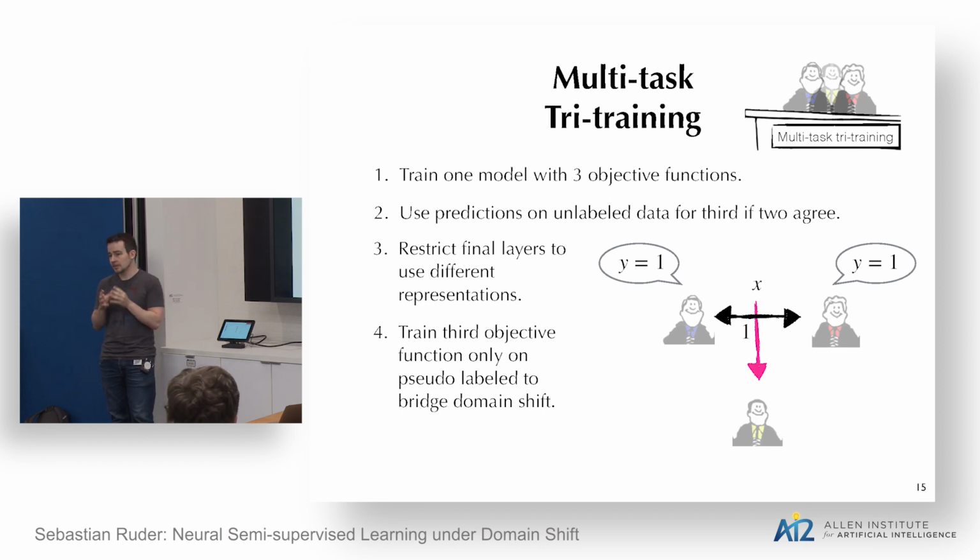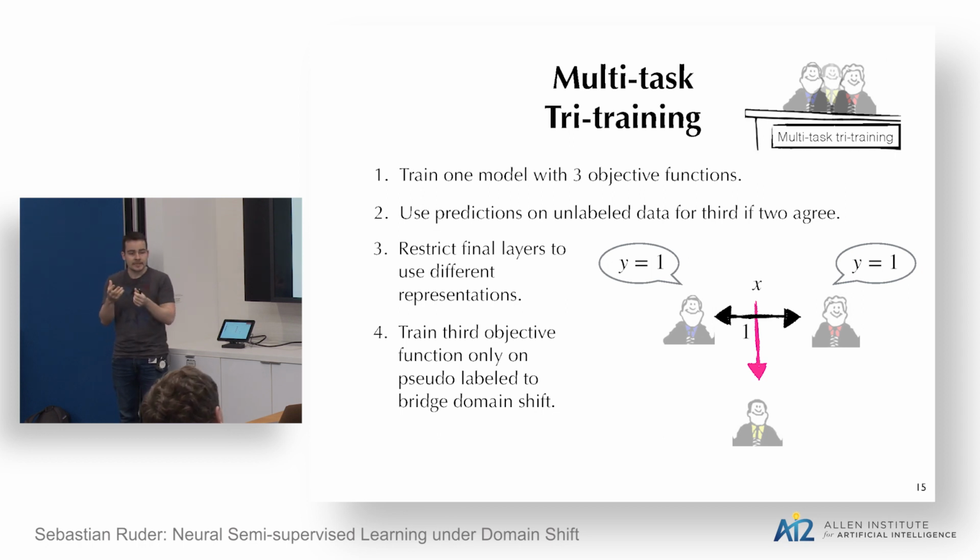Now, to mitigate the main deficiency of tri-training, which is that it's very expensive in the time and space it takes to train, we came up with a new method that uses some elements of neural networks to ameliorate that. We call it multitask tri-training. Essentially, instead of training 3 independent models, we train one model. We share the parameters of those models so that we have one model with 3 different objective functions.